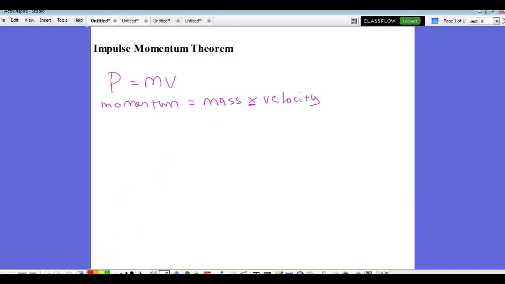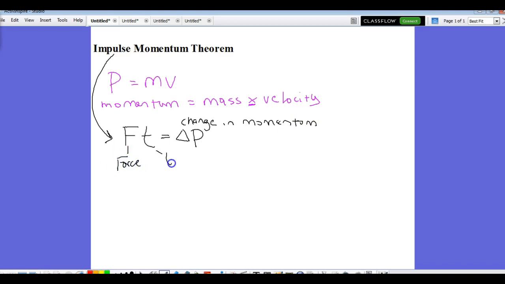This one is the impulse momentum theorem. So let's draw that down here. It has some different units. Ft equals change in P. And this you probably know. This is the change in momentum. So I'll add that. These are a little different though. This is force, and then this is time.